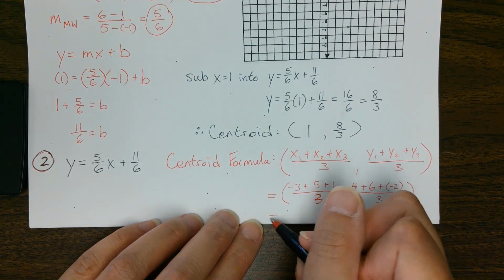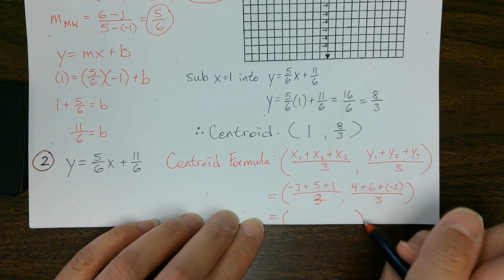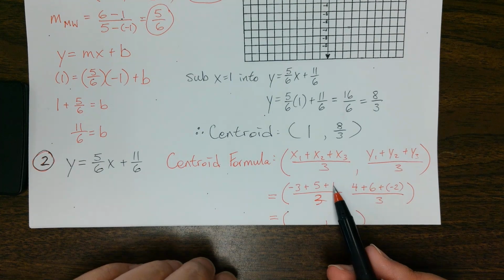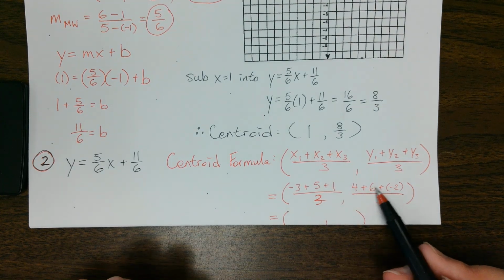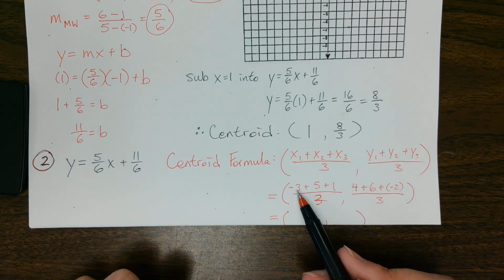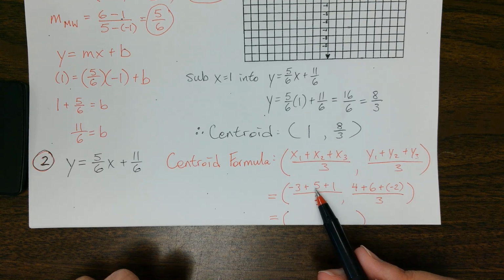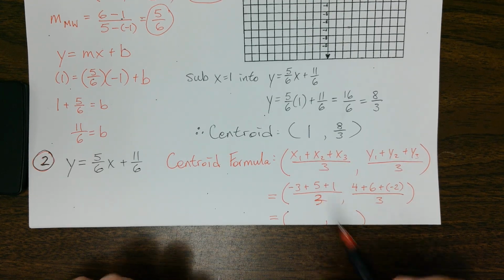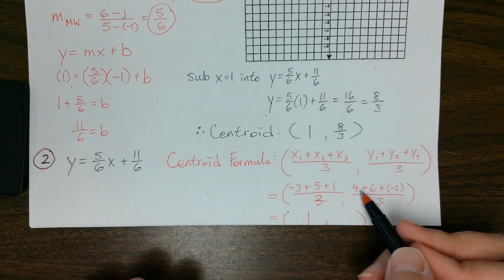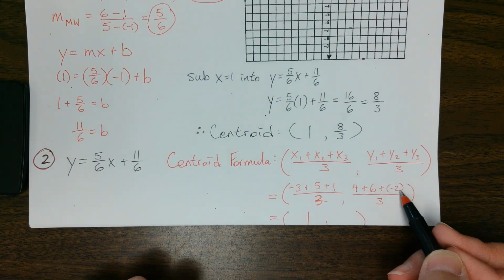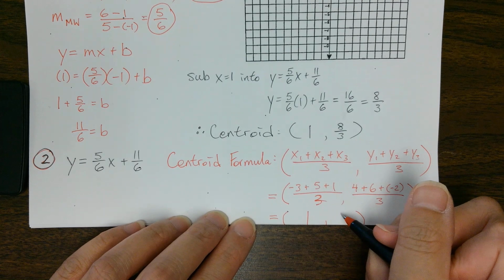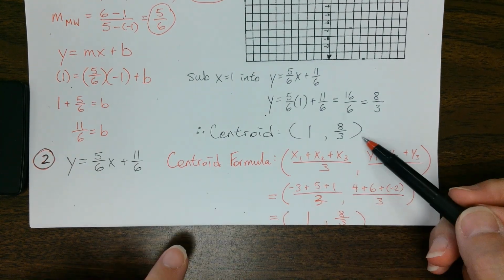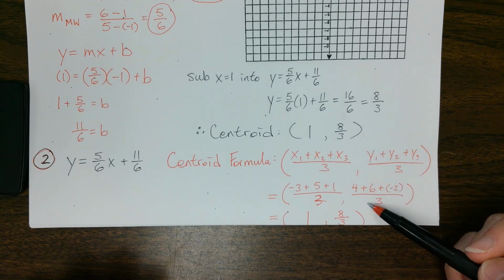Okay. Somebody do the math for me. So I put all the x values divided by 3, all the y values divided by 3. What's -3 plus 5? 2. Plus 1? 3. 3 divided by 3? 1. 4 plus 6? 10. Minus 2? Divided by 3? 8 over 3. Thank you, Ryan. Ta-da!